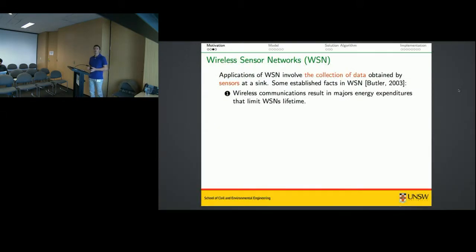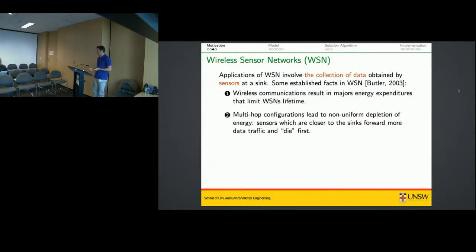One of the most established facts with regard to data collection in wireless sensor networks is that wireless communication will result in major energy consumption, and that at some point that will limit the lifetime of the wireless network. So this has led people to look at several approaches to collect this data. In particular, in wireless sensor networks, people look at multi-hop configurations, where we try to limit the number of hops, that is, the distance between two sensors that has to be traveled by data, so as to limit the number of wireless communications.